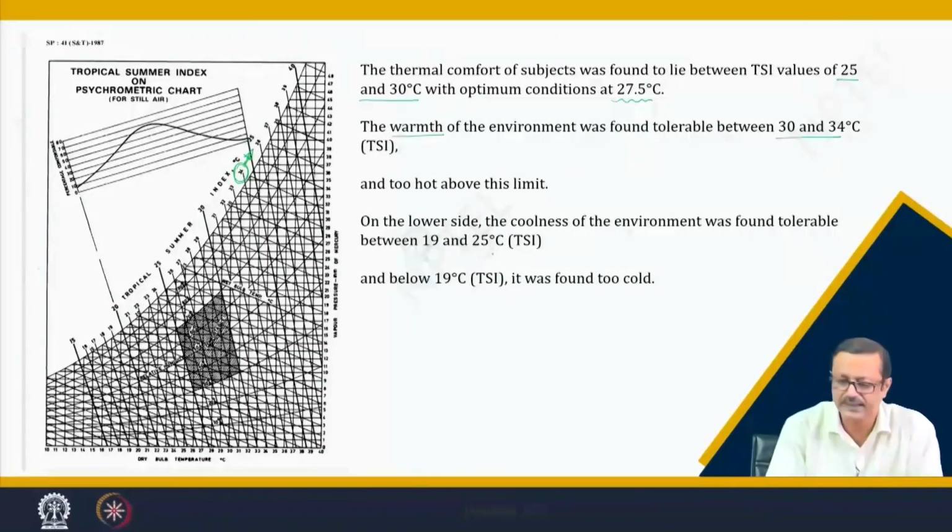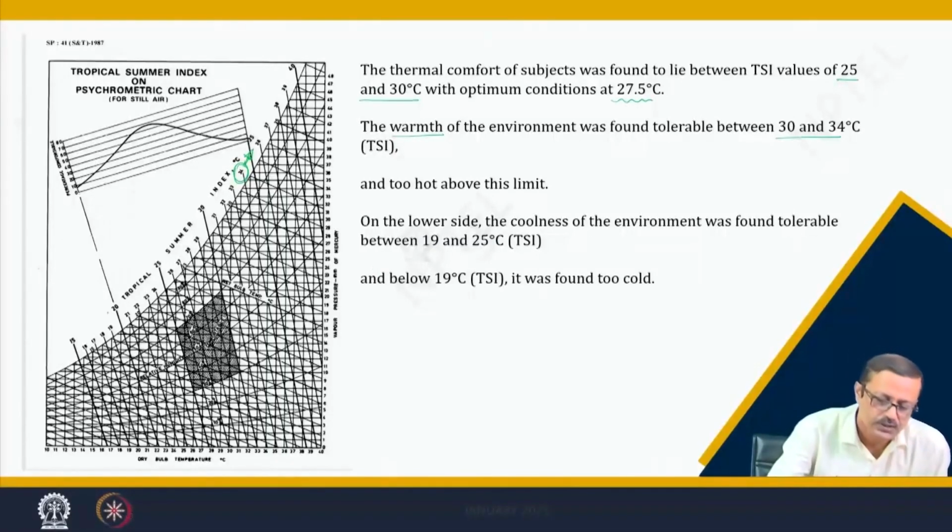If it is 19 to 25, it is okay, on the lower, cooler side. But if it is below 19 degrees, it is too cold.